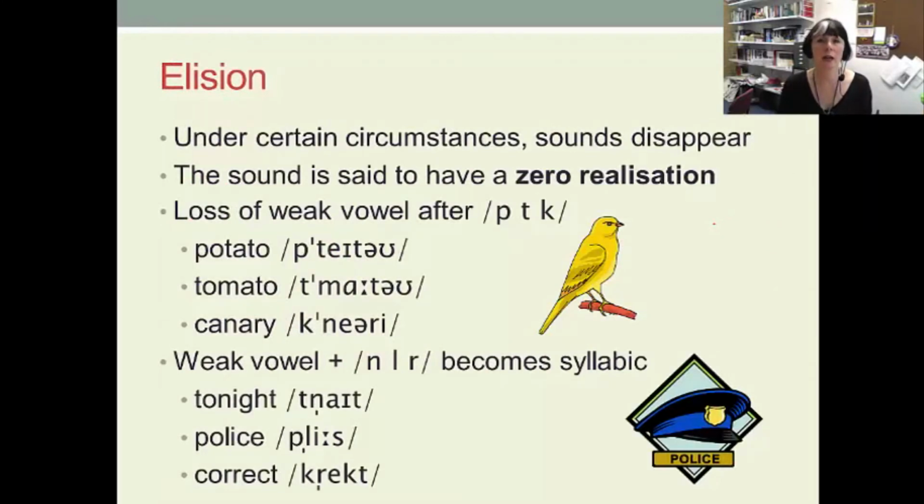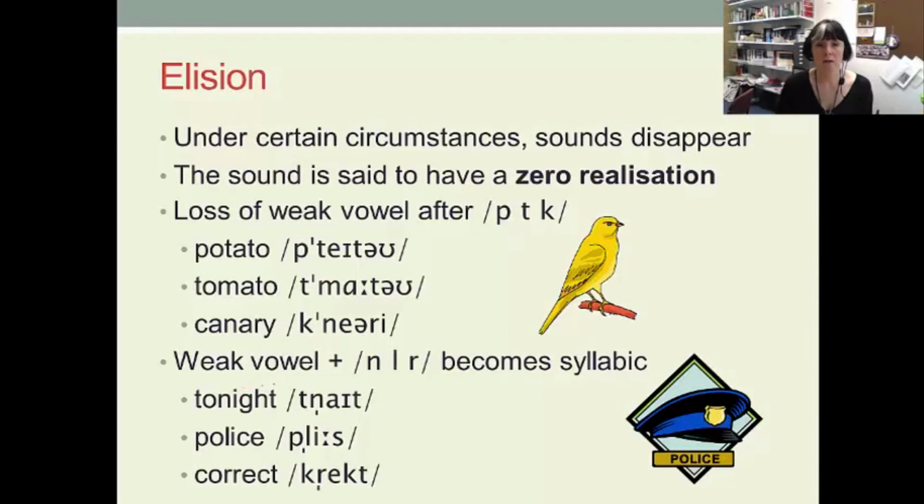Elision is where sounds disappear under certain circumstances, and we say that the sound is said to have a zero realization. Now, for example, we can have loss of weak vowel after these fortis plosive consonants. So instead of saying potato, we get potato. Instead of saying tomato, we get tomato. And instead of saying canary, we get canary. We've lost the vowel altogether.